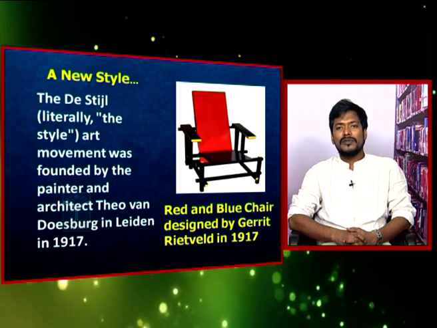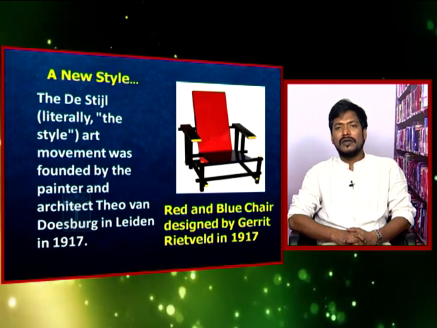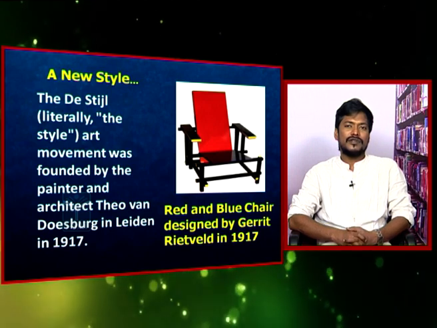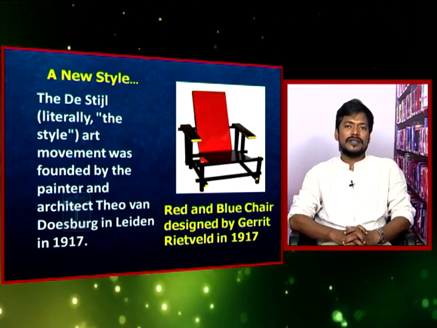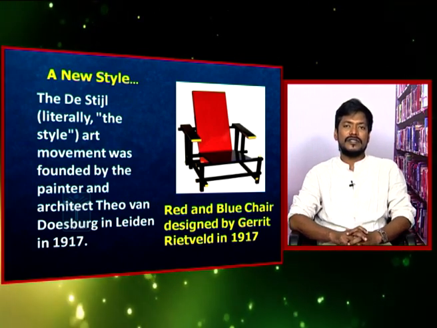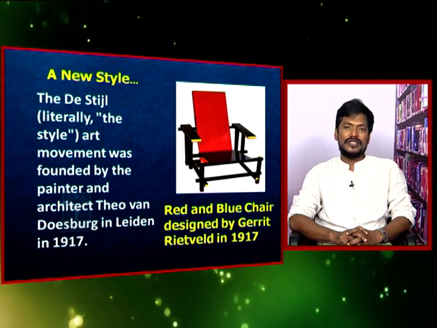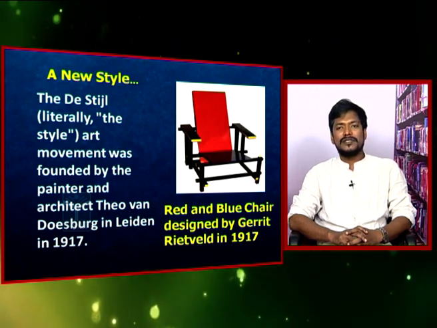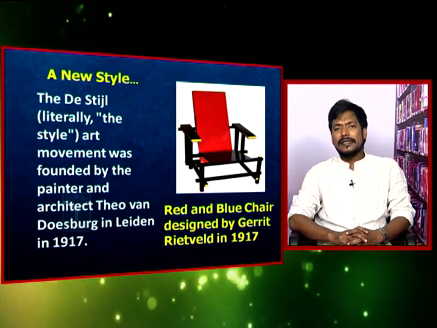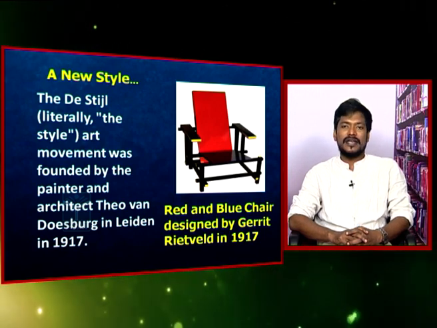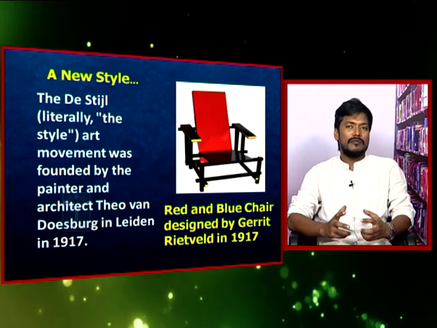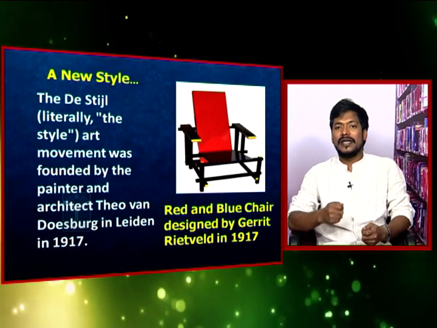It was founded by a painter and architect called Theo van Doesburg. He was a very important and very influential person, architect and painter, who also released a journal of design under the name De Stijl, and this was established in 1917 in Leiden, right. So it encompassed a new type of style in modern art. Both in terms of modern art and architecture, they wanted to create a new style.